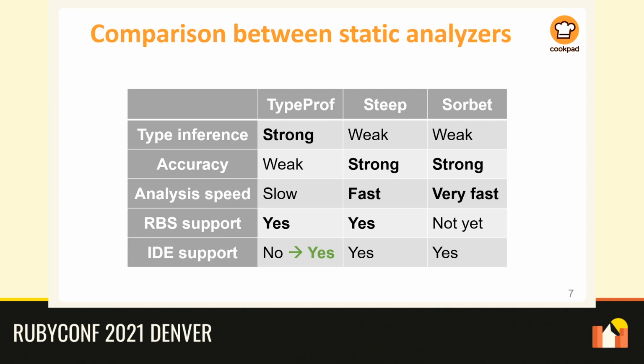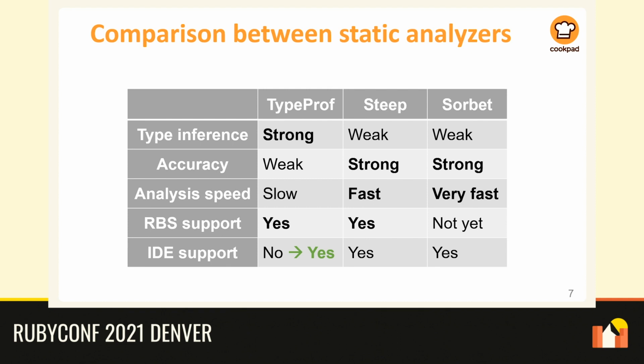On the other hand, Steep and Sorbet require users to write type annotations as a comment or in a dedicated DSL language. They report almost nothing about existing Ruby code that has no type annotations. I think this is a bit cumbersome. However, if you write type annotation to your code, their error reporting is very accurate. Also, their approach is fast. Especially, Sorbet is really fast because the analyzer is written in C++.